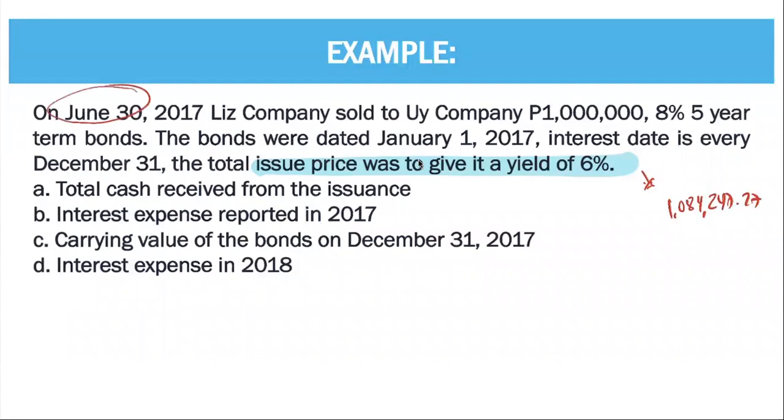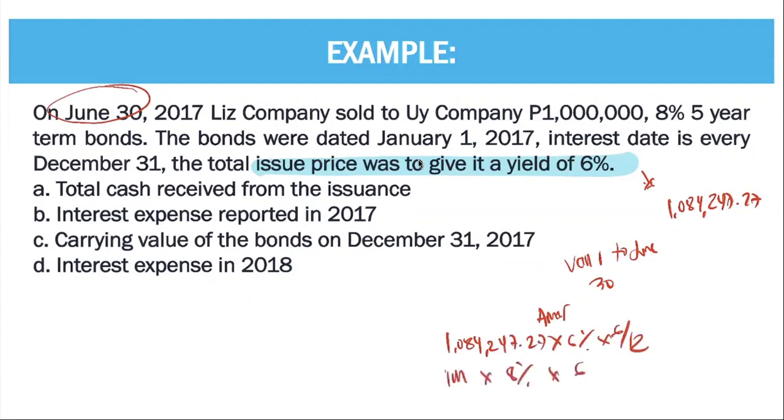1,084,247.27. Since this is June 30, you remove from January 1 to June 30. So we need to amortize for 6 months. So 1,084,247.27 times 6% times 6 over 12. And then 1 million times 8% times 6 over 12.